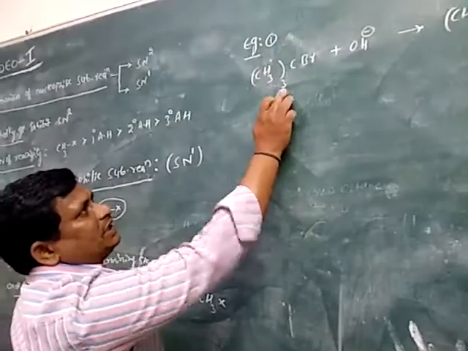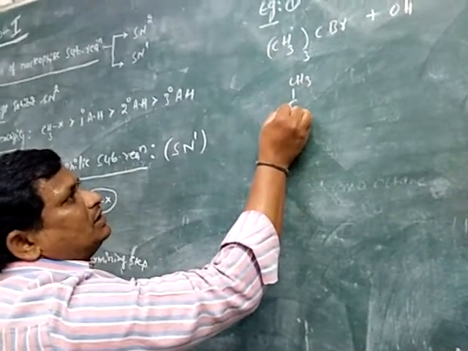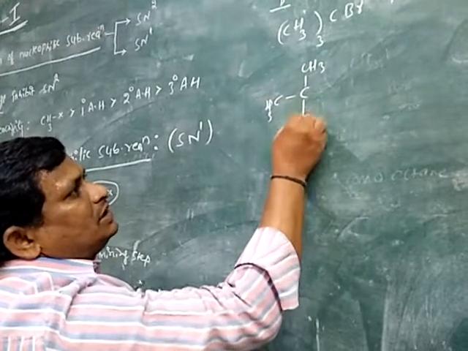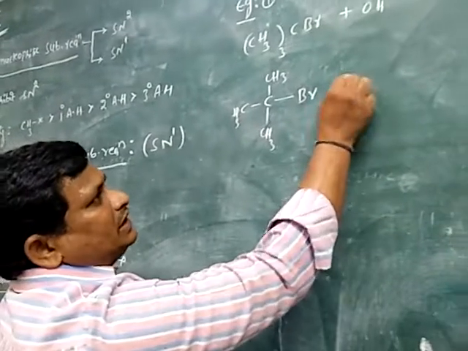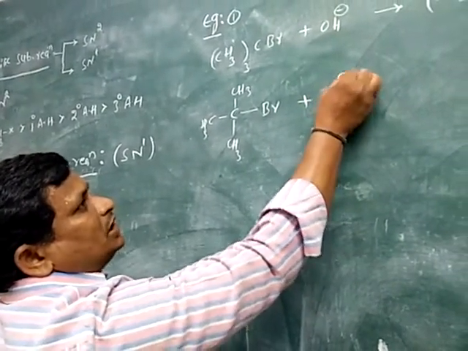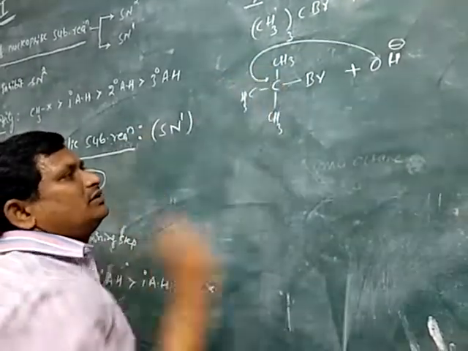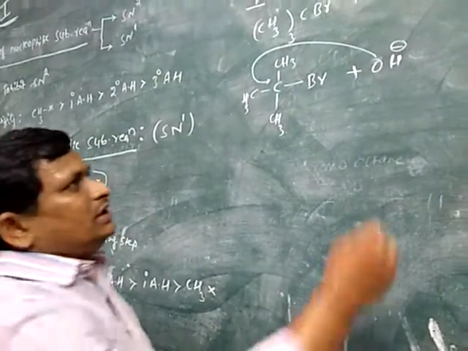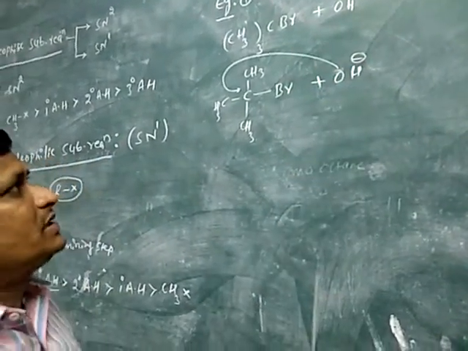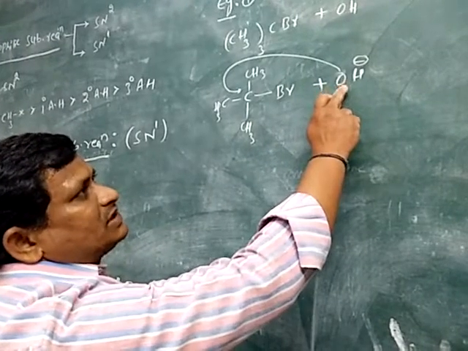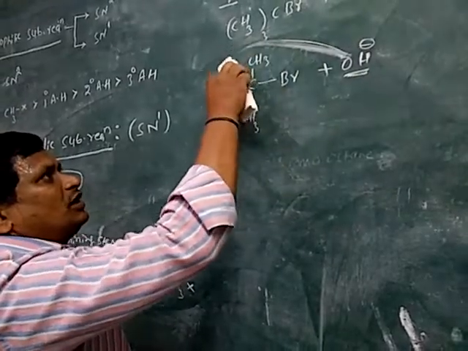So (CH3)3C-Br, that is C with three CH3 groups and Br, is treated with the nucleophile OH minus. If OH minus attacked on the backside, it would belong to second order kinetics. In this reaction, the OH group is not involved in the rate-determining step, so that is not applicable.